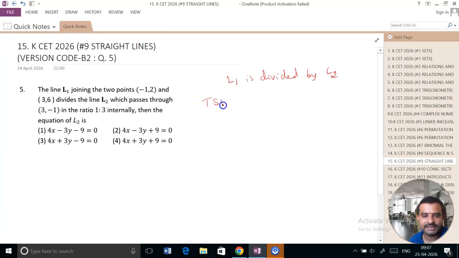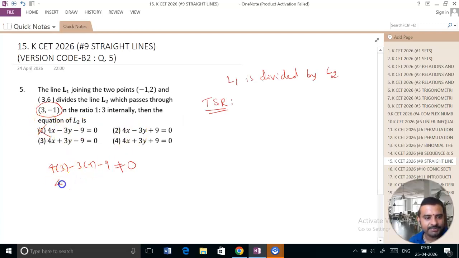Here the time saving result is, see, the line L2 passes through the point (3, minus 1). Which of the following equations satisfies this point, that will be your final answer. Consider option 1, 4 into 3 minus 3 into minus 1 minus 9. Is it equal to 0? No, this is not equal to 0, because 4 threes are 12, 12 plus 3 is 15. So here we have 9. So option 1 is not correct.